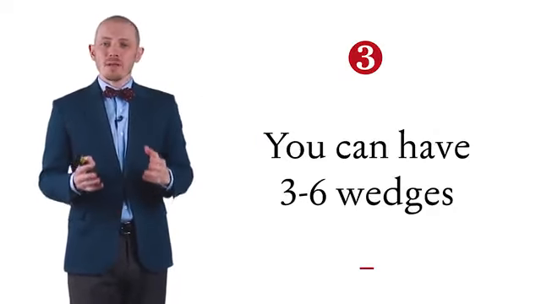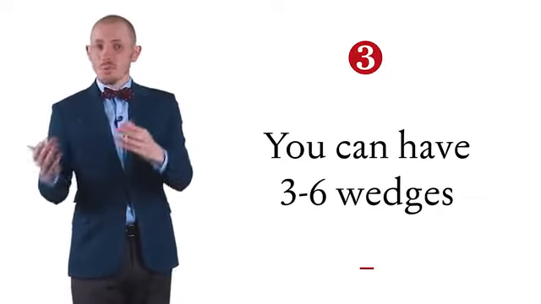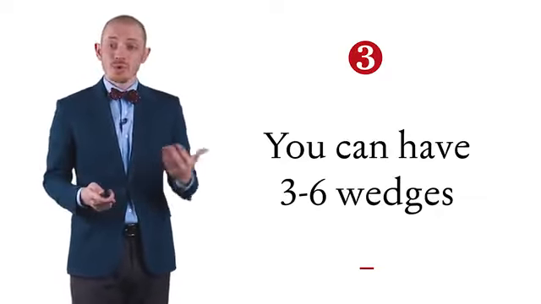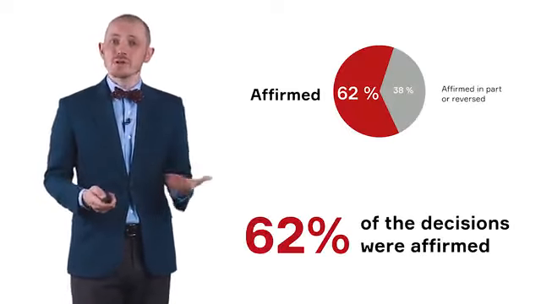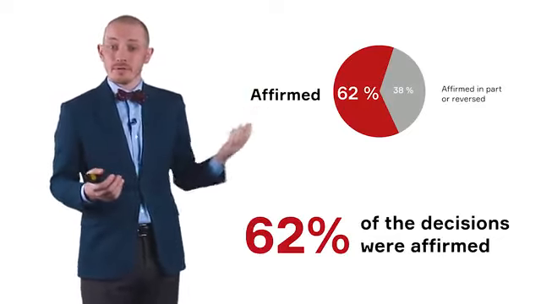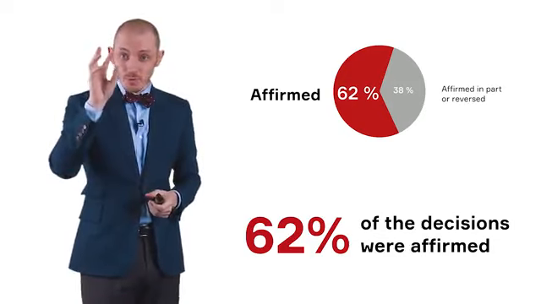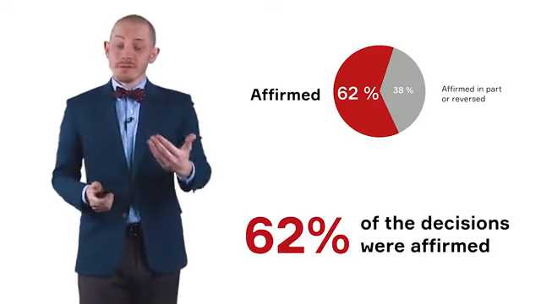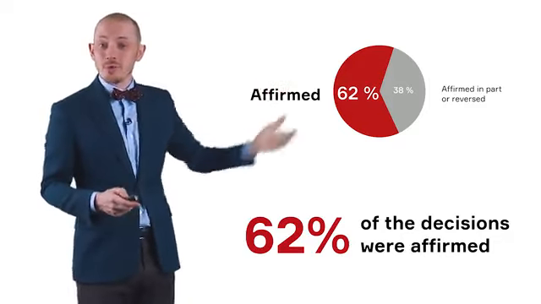Thing number 3, with a pie chart, you can have 3 to 6 wedges. No more, but probably no less, which means that no, you don't always need a chart. You don't always need a chart to visualize just one number. I don't have any research studies to support this conclusion, but my guess is that if you just show people one number, their estimate will be pretty accurate. You won't need to show them the whole chart.